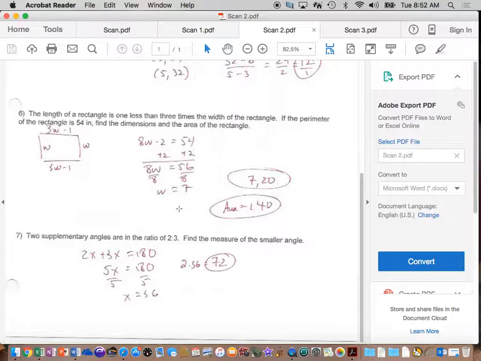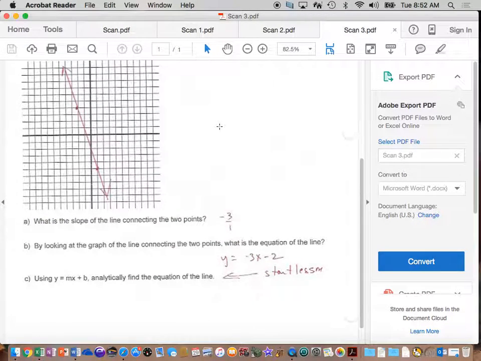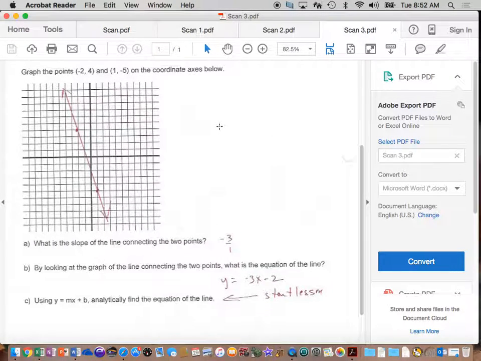Okay. Now, let's look at this one here. I didn't do the first one. I was short of time. Here's a nice example of graph the points, and then it takes you through the possible questions. The first one is, what's the slope? You might have written -9/3. That reduces to -3/1. Could have also written -6/2, anything equal to it. By looking at the graph of the line connecting the 2 points, what's the equation? Y equals -3x minus 2.